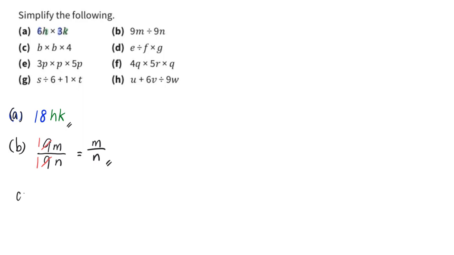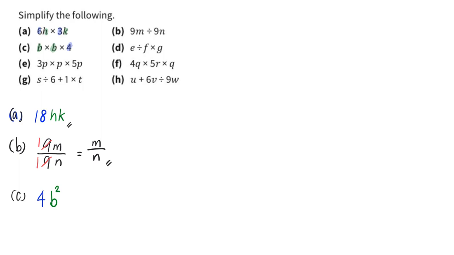Part C. b times 4. There's only one 4, so I'm going to write the 4 in front. As for b times b, it is b to the power of 2. Alright.